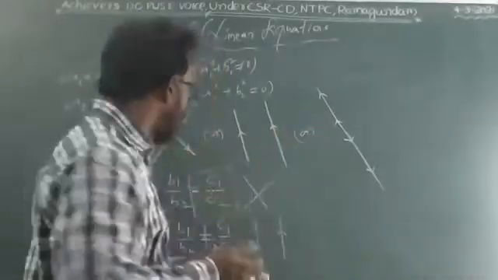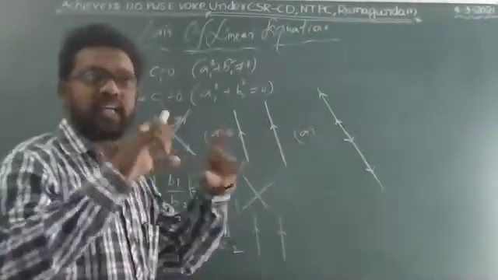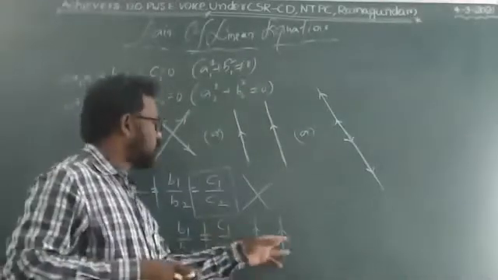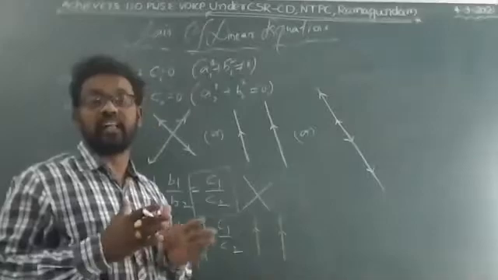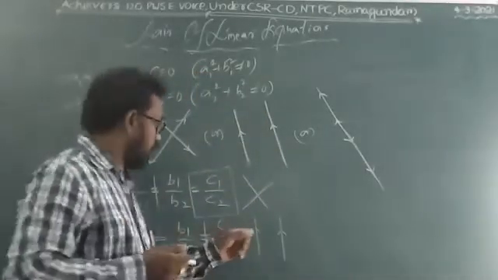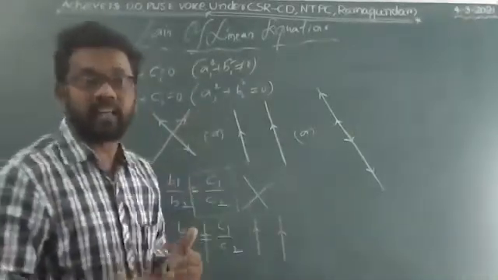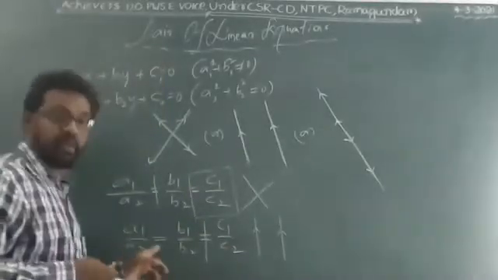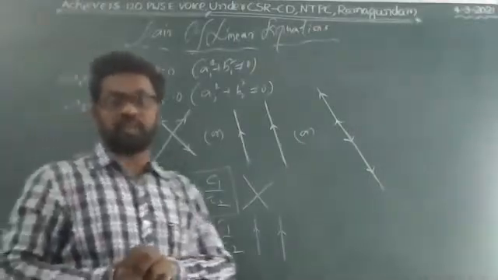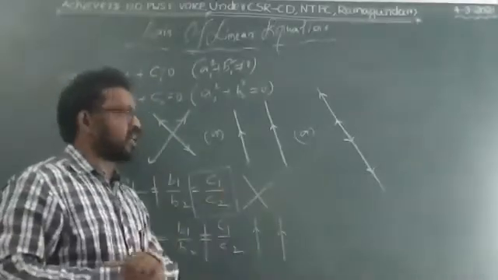It doesn't have a solution because these two lines never meet anywhere. So they are parallel. So it is an inconsistent pair of linear equations. Comparing the equations like this, a1 by a2 is equal to b1 by b2 is not equal to c1 by c2, the lines will look like this.